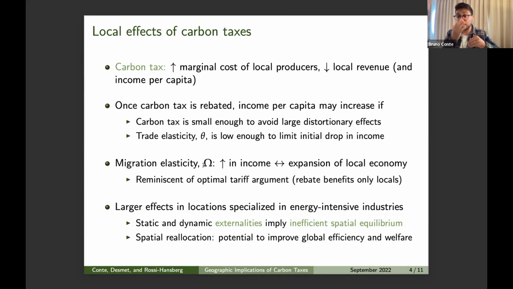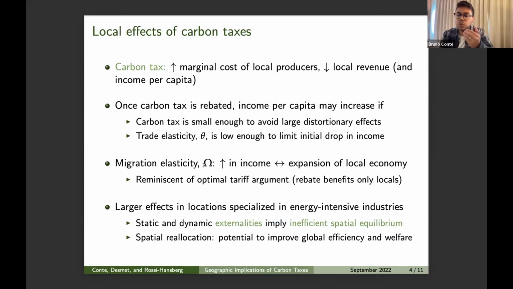It gives room for this increase in real income per capita, and therefore these agglomeration effects in those regions. Bruno, sorry, just to ask you about that. In the optimal tariff argument, in this case it would be, for example, if you had an export tax, right? So the tax is only paid if you are exporting, not if you're selling domestically. But here it's more like a production tax.